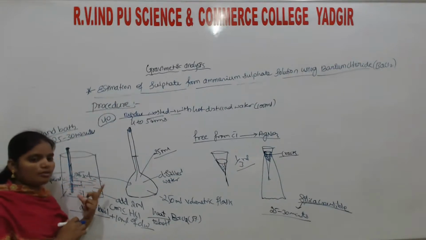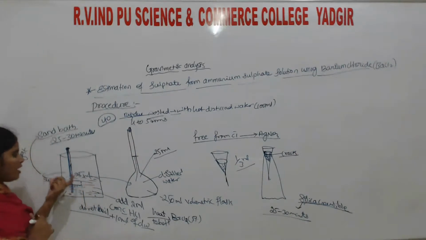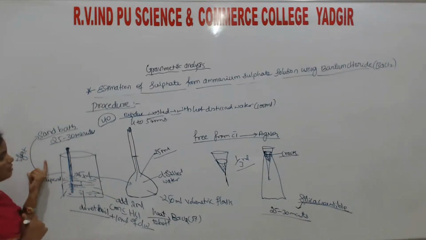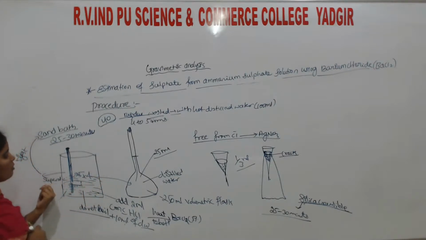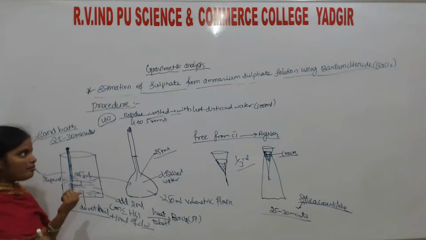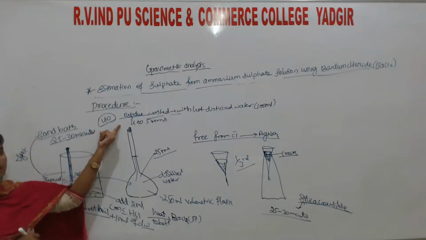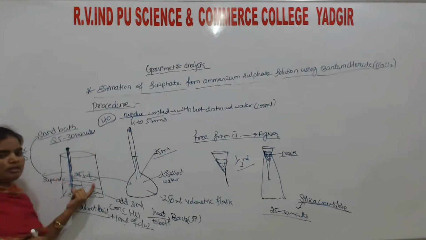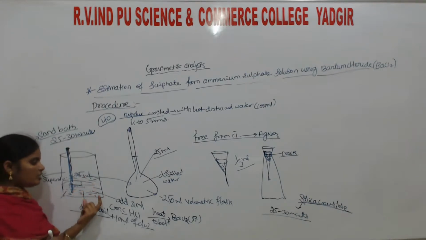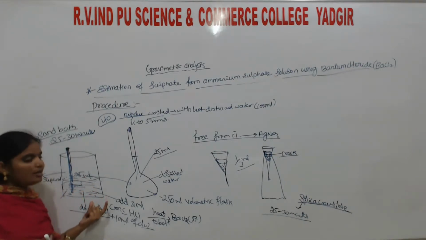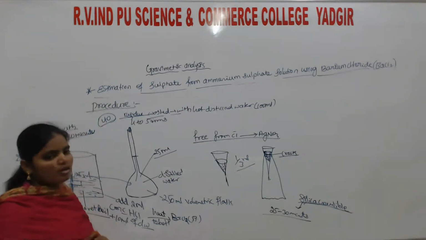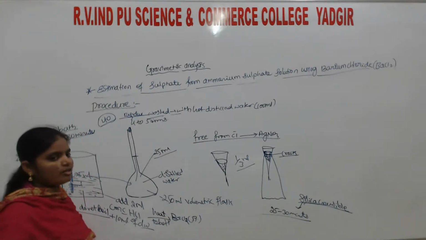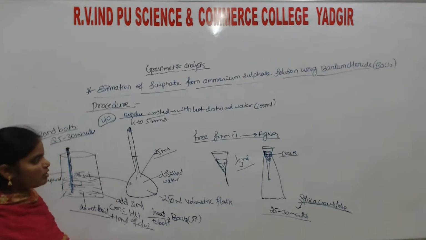Then this supernatant liquid is filtered. Filtration takes place here. You take a Whatman ashless filter paper number 14. You filter the supernatant liquid first, and afterwards the filtration is completed until the filtrate is free of chloride ion from the last washings. You check the last washings by taking 2 to 3 drops.